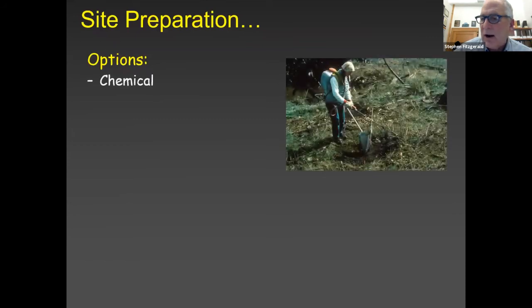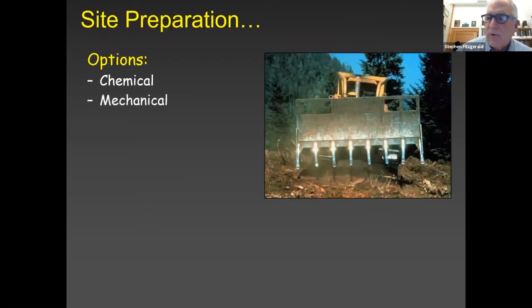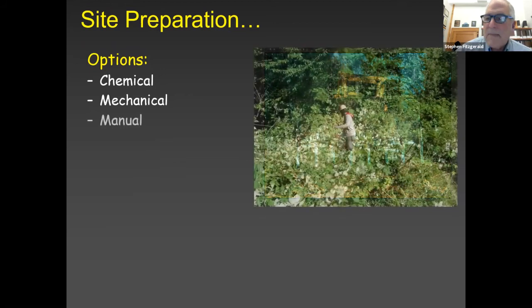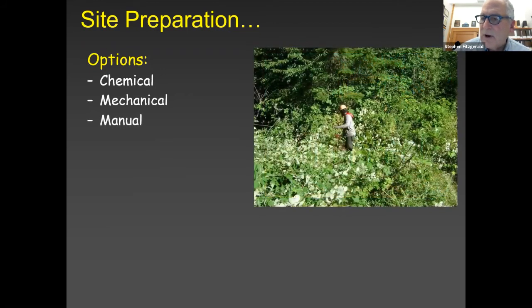So the options are, and this depends on you, using chemicals or herbicides as a spot spray, or maybe a broadcast spray around each seedling; mechanical, using some kind of equipment to reduce the amount of vegetation on the site; manual, a lot of people do this, but it's very labor intensive, using a brush cutter. That's what this gentleman's doing, or using a hoe, if it's grass, to hoe out some of the grass. Very, very labor intensive.